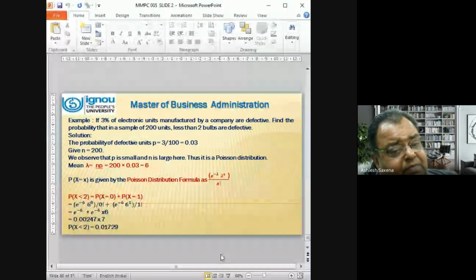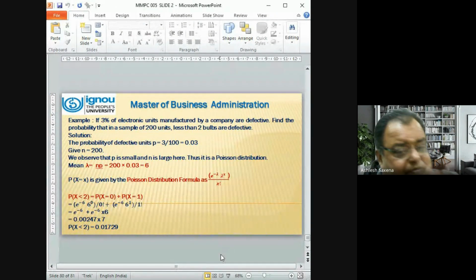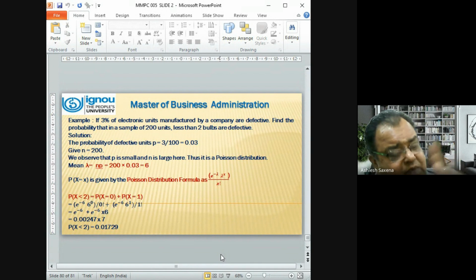The formula is e raised to the power minus lambda times lambda raised to the power x upon x factorial. For x equal to 0, it will be e raised to the power minus 6 into 6 raised to the power 0 divided by 0 factorial, plus e raised to the power minus 6 into 6 raised to the power 1 upon 1 factorial. Now, anything raised to the power 0 is 1, and 0 factorial is 1.